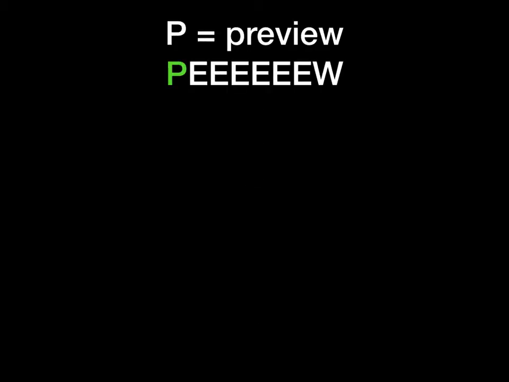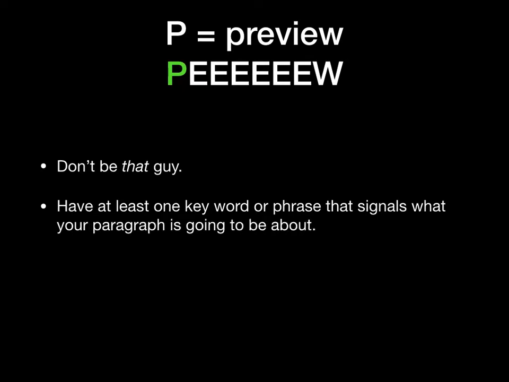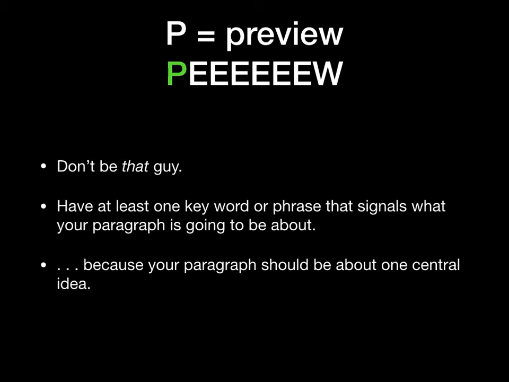So P stands for preview. We all know someone who comes up to us out of the blue and says something random, and we don't want to be that guy. Instead, we want to have at least one key word or phrase that signals what our paragraph is going to be about. And that means I'm assuming that your paragraphs are already going to be organized around one main idea each that supports our main points, because they should be. The indentation of a paragraph is the reader's subconscious message that the writer is moving on to the next major point. And that's why we have paragraphs, see?